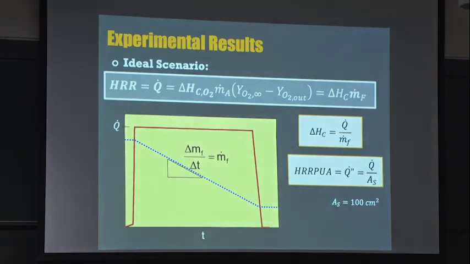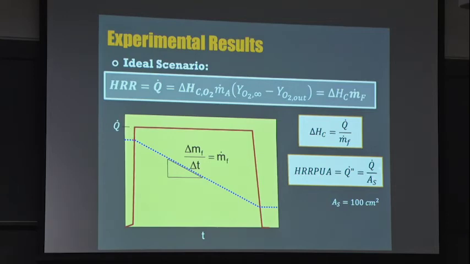Now, how is this thing normally going to work? If you have an ideal test where a material is burning perfectly, it will ignite and start burning with a constant burning rate. The decrease of mass as a function of time is a straight line. And because there is a constant burning rate and a constant heat of combustion, you will get a straight line, and this will be your heat release rate.